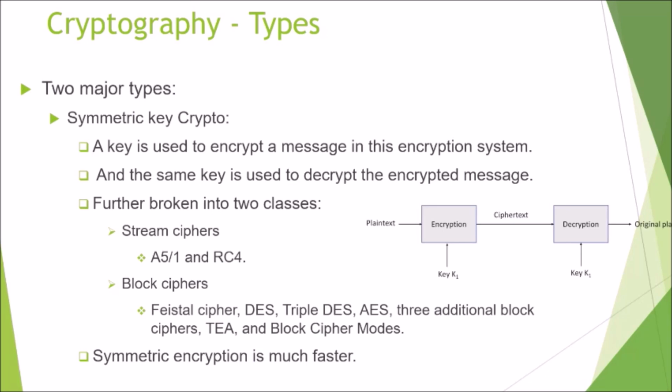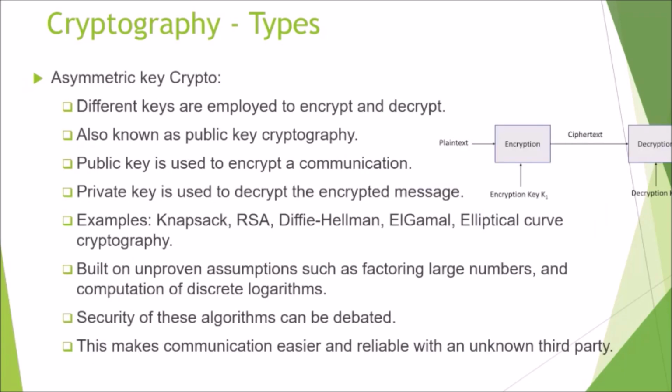Coming to asymmetric key crypto. So previously, the second type now is the asymmetric key crypto. Within this, different keys are employed in this cryptography technique to encrypt a message and decrypt the encrypted message. This type of crypto system is also known as public key cryptography. A public key is used to encrypt a communication and a private key is used to decrypt the encrypted message. Knapsack, RSA, Diffie-Hellman, which we will discuss going forward, are a few examples.